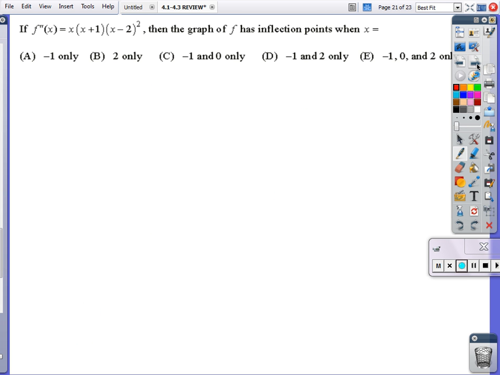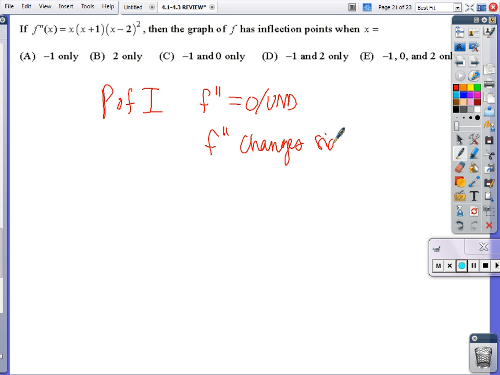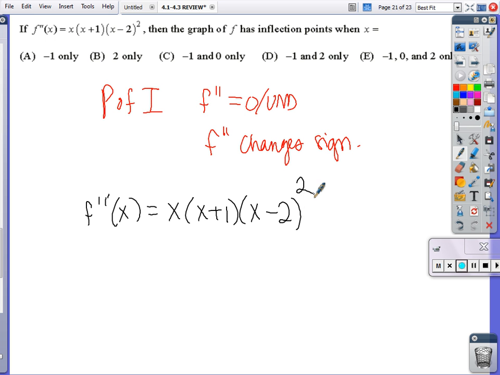All right, f double prime is there. When does the graph of f have a point of inflection? A point of inflection happens when f double prime equals 0 or undefined and f double prime changes sign. And this problem's really nice and easy, saves some time, because the double derivative is equal to x times x plus 1 times x minus 2. They gave us this squared.